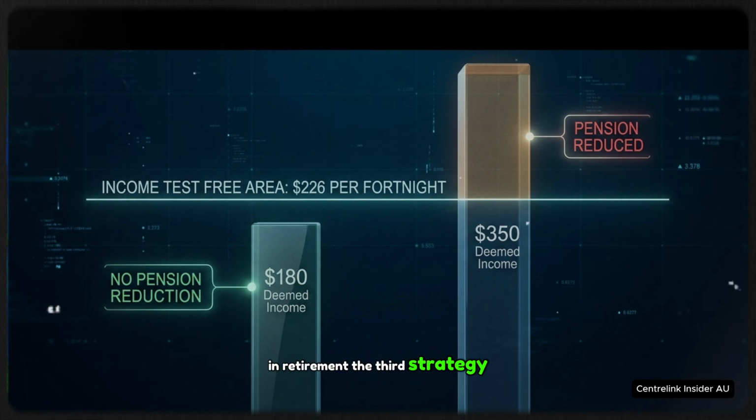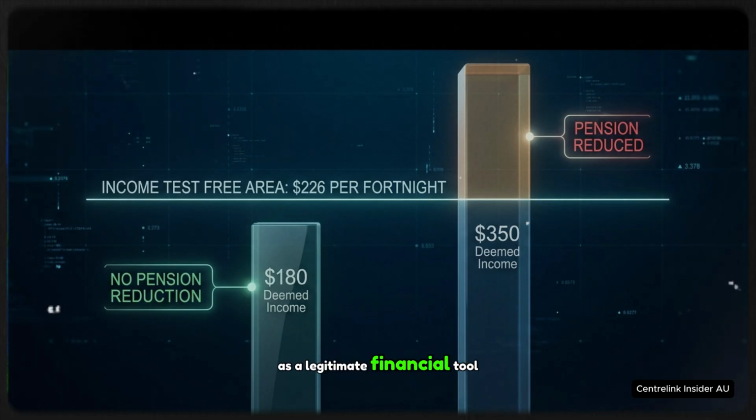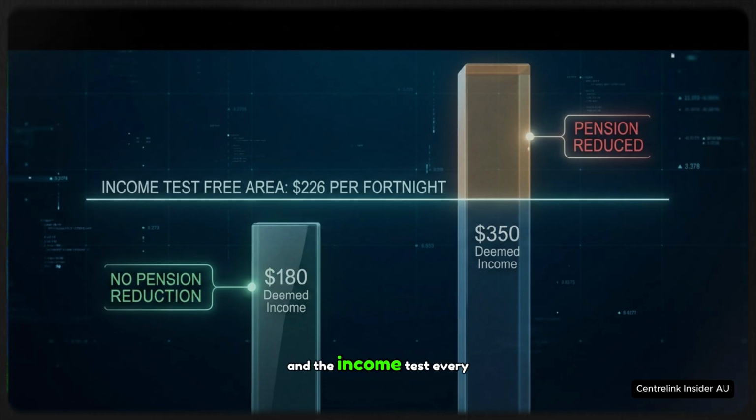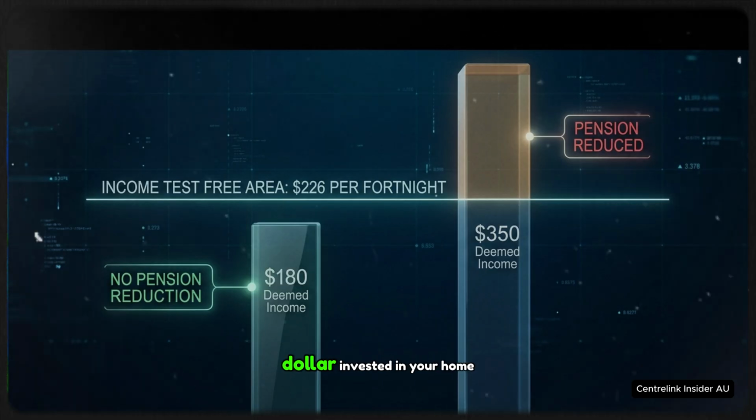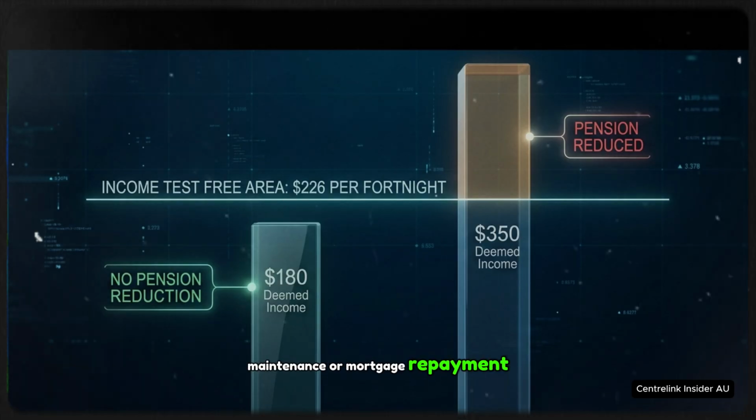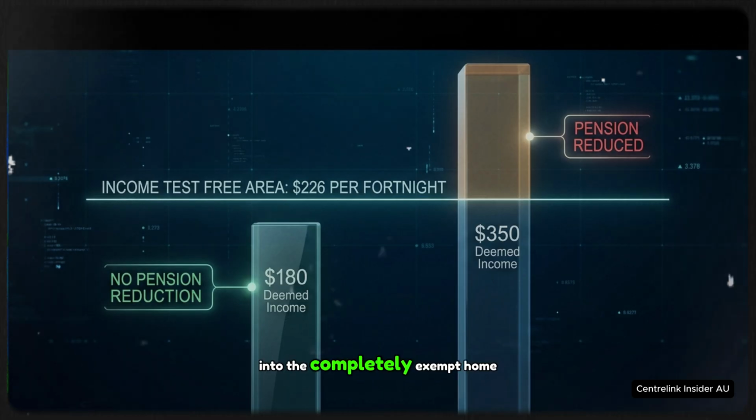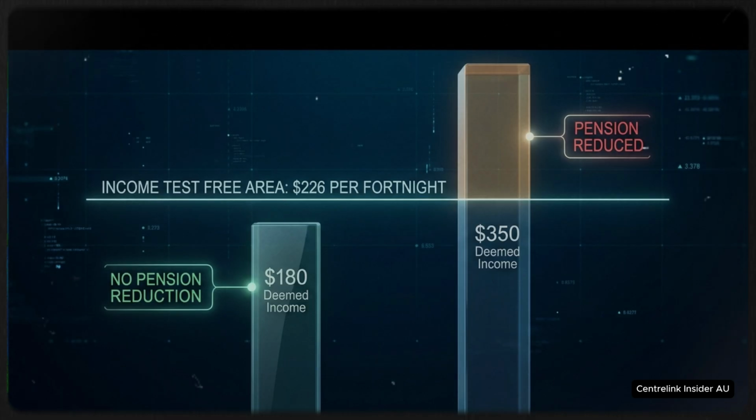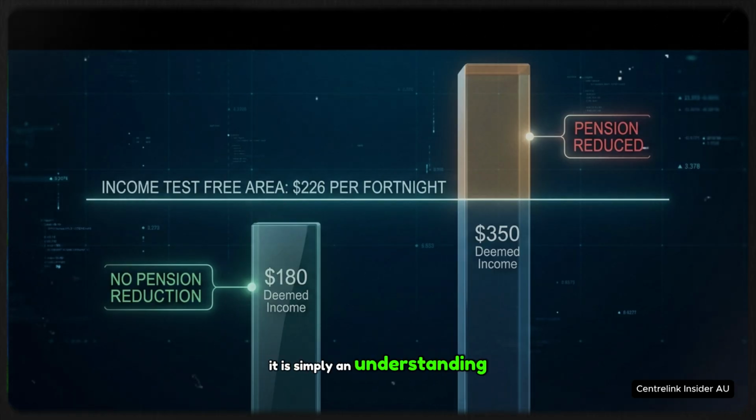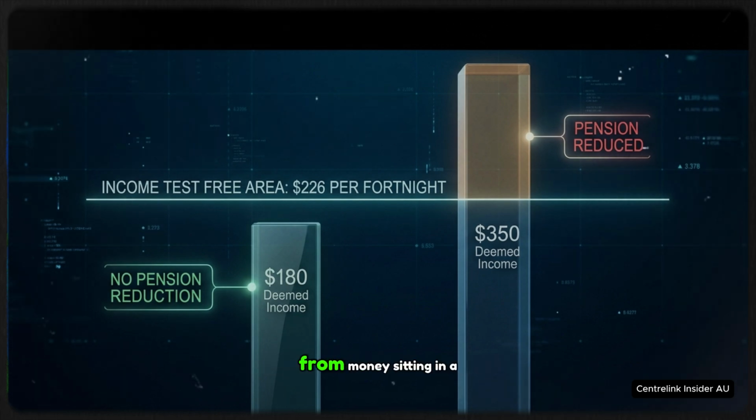The third strategy involves the potential use of your principal home as a legitimate financial tool. Your home is exempt from both the assets test and the income test. Every dollar invested in your home, whether through renovation, maintenance, or mortgage repayment, moves from the assessable deeming environment into the completely exempt home environment. This is not a complex financial maneuver. It is simply an understanding that money spent on your home has different Centrelink consequences from money sitting in a bank account.